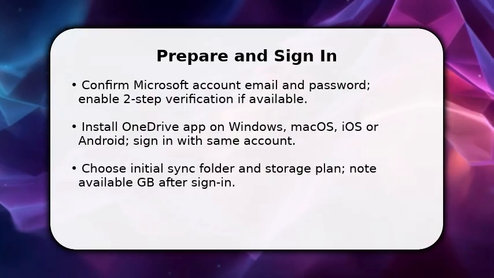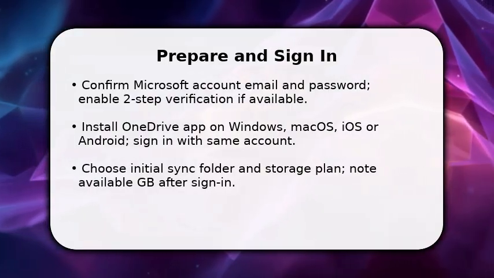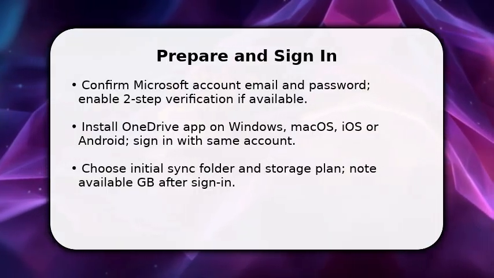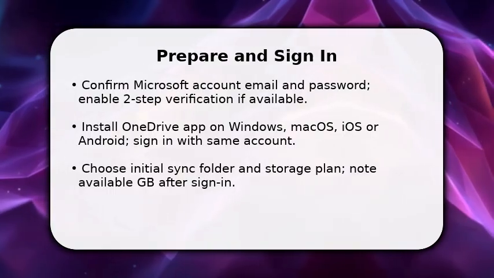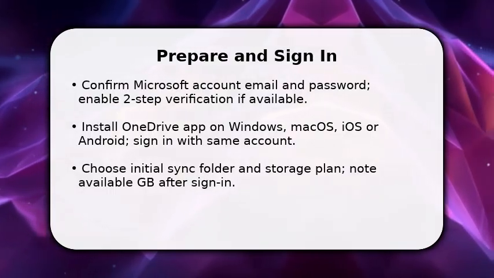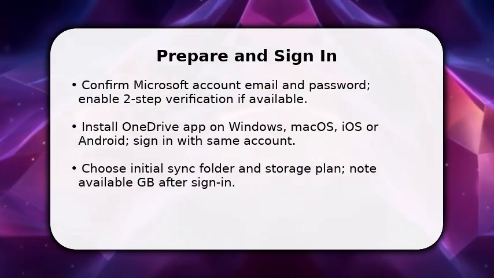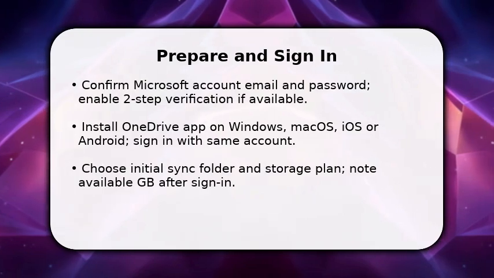Once signed in, open the OneDrive app and select the local folder you want to sync. Pick only what you need to avoid overuse. Also, check your storage balance immediately so you know how much space you have. These first steps set permissions and the sync scope, which matter for speed and quota management.